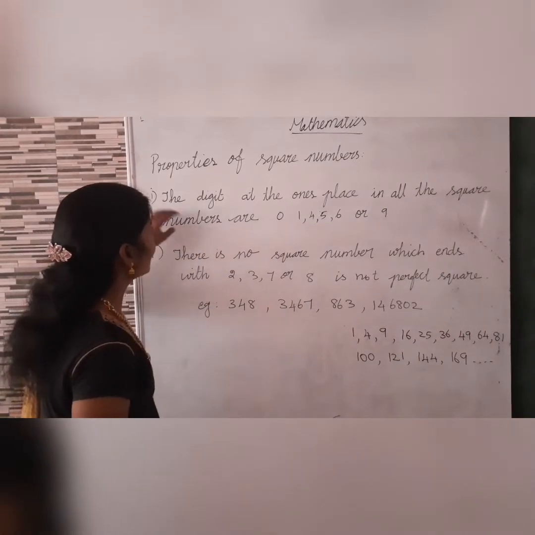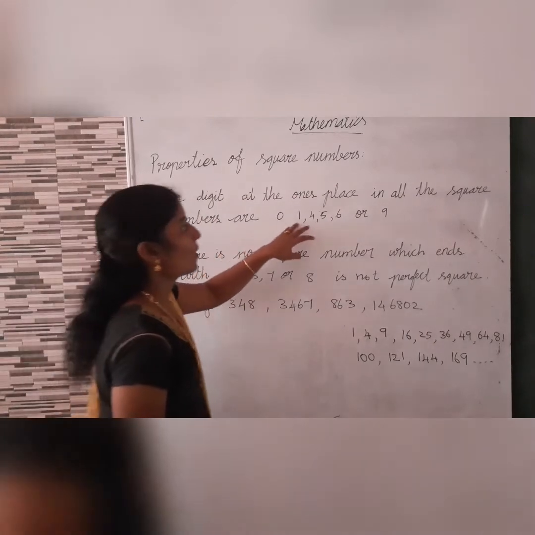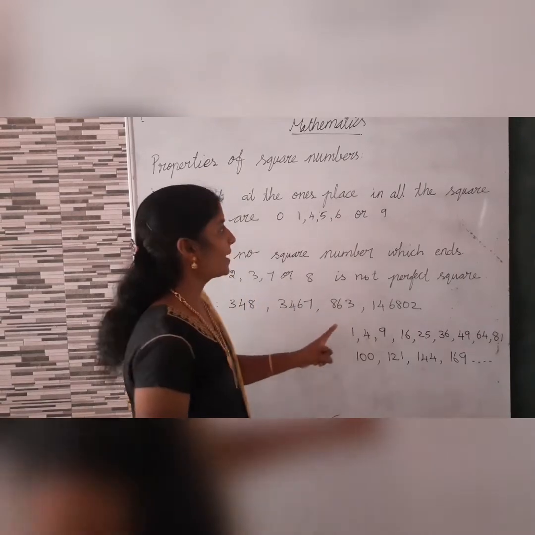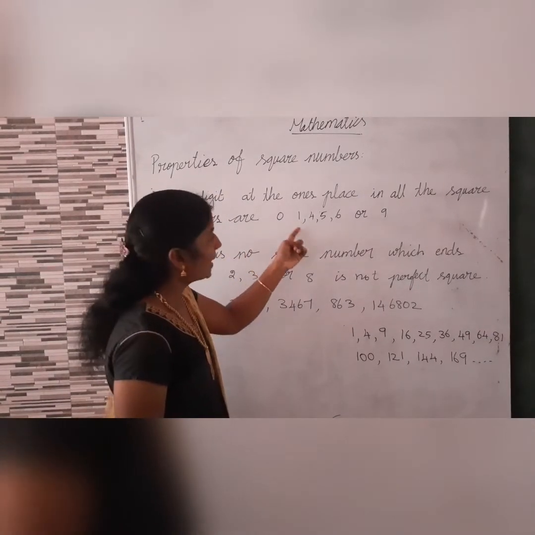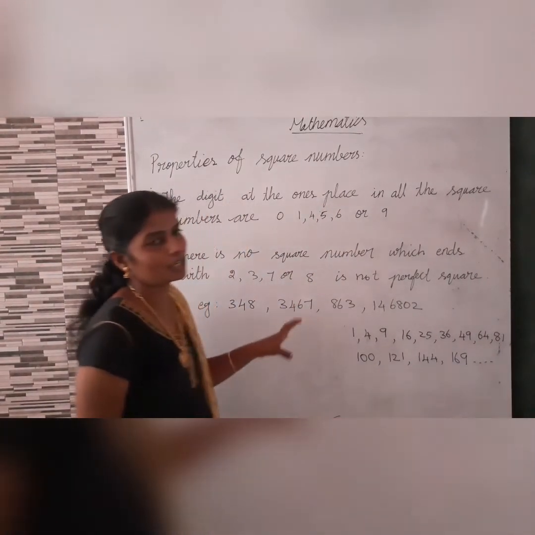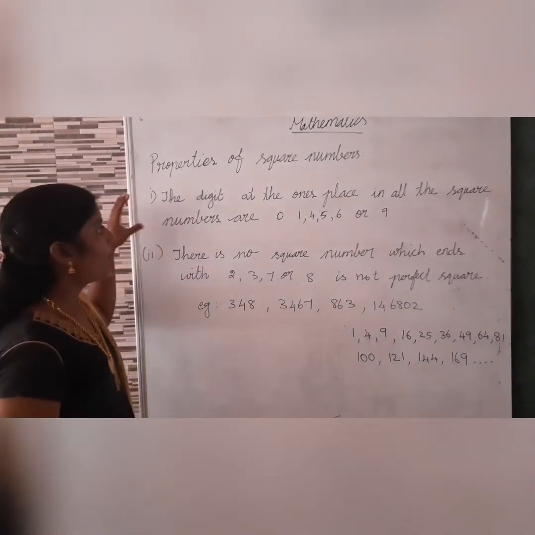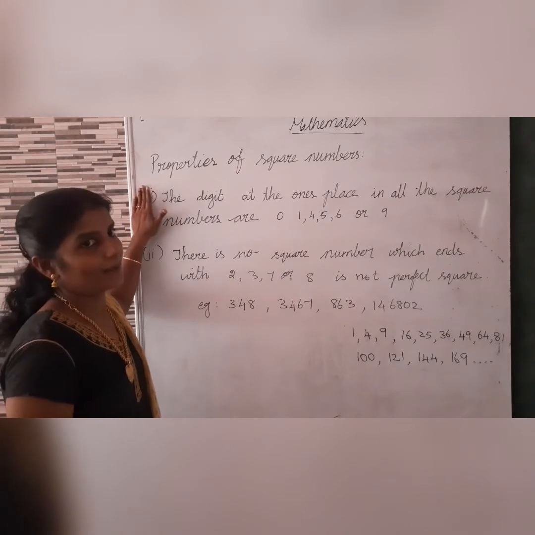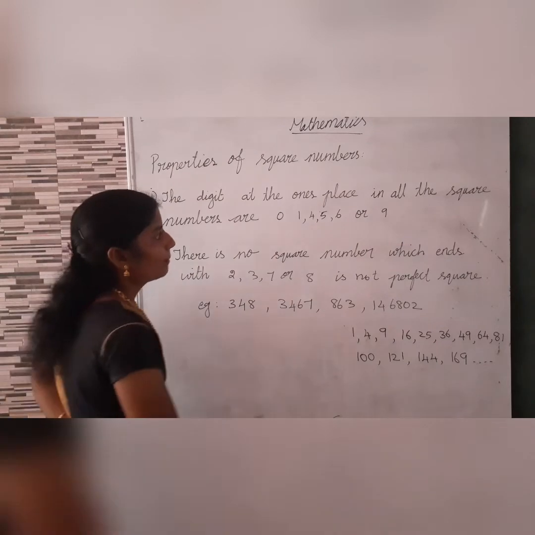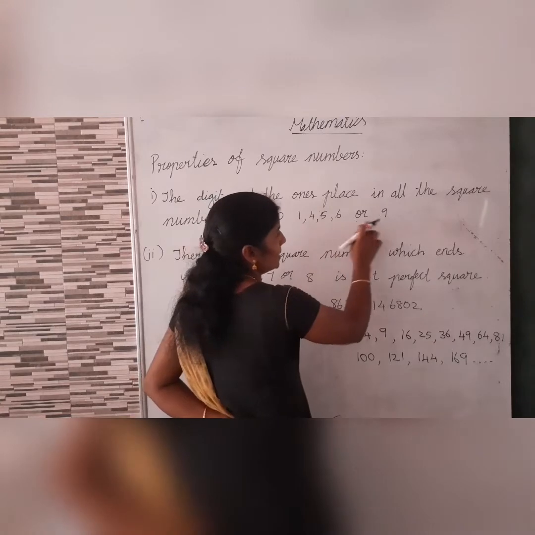So what does this property say? The digit at the ones place in all the square numbers is 0, 1, 4, 5, 6 or 9. If we have any square number, the ones place must be 0, 1, 4, 5, 6 or 9. That is the perfect square. But it is not necessary that every number with such a ones place is a square number. For example, but all the square numbers have in the ones place 0, 1, 4, 5, 6 and 9.